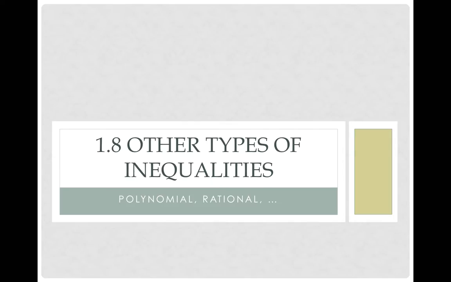All right, welcome ladies and gentlemen to section 1.8. This is our last lesson from chapter 1. This is going to be dealing with our last types of inequalities. We're going to be looking at polynomials and rational types. Rational just meaning we're looking at fractional functions and determining if they are greater than or equal to 0 sort of thing.